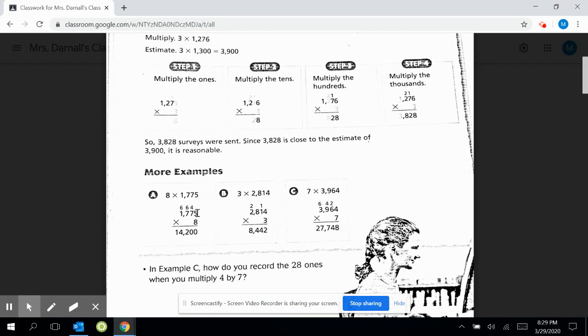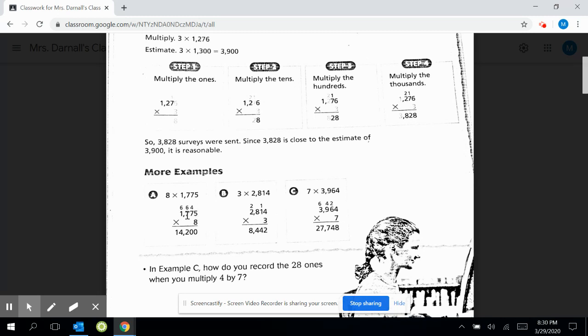We go 8 times 5, and what is that? That's 40. So we put the 0 down here, we put the 4 up here, and then we're ready to do the next one, and we do 8 times 7. And that is 56, right? And then we add 4 more on, and that makes 60. So we put the 0 here, we put the 6 here.